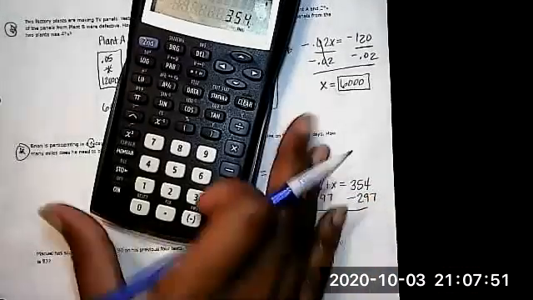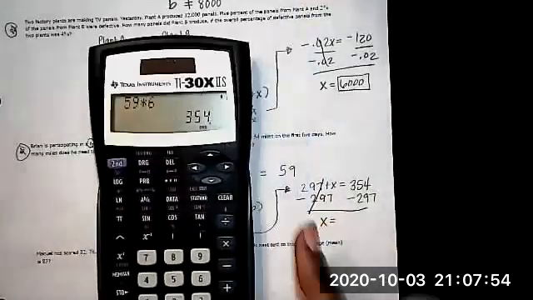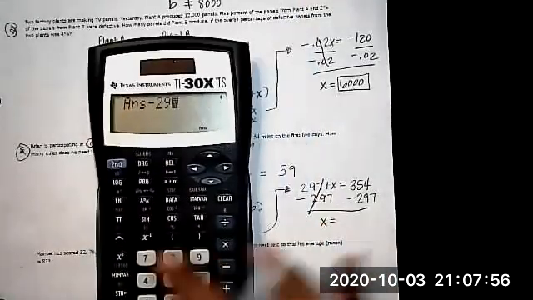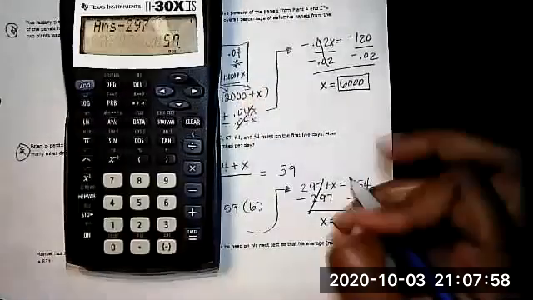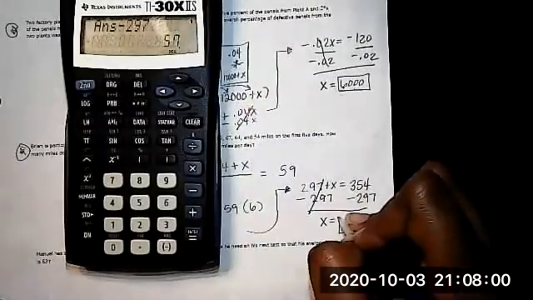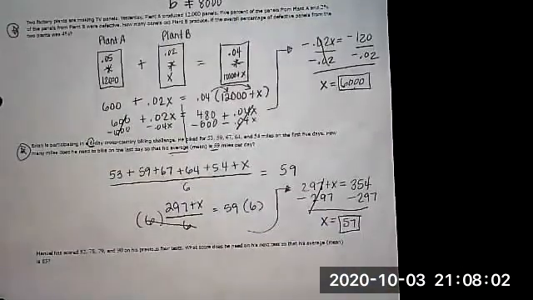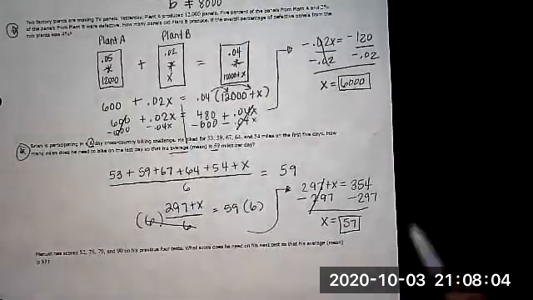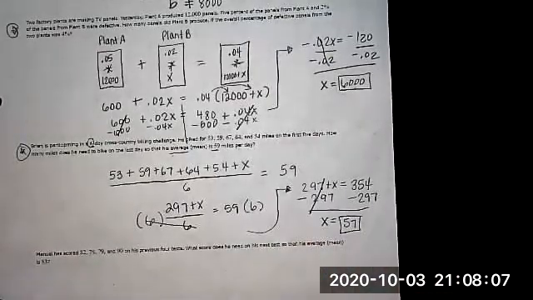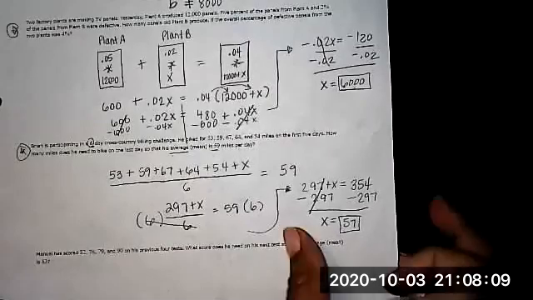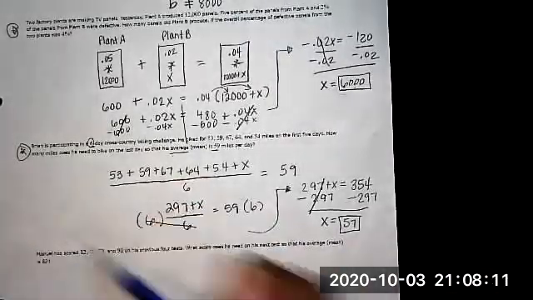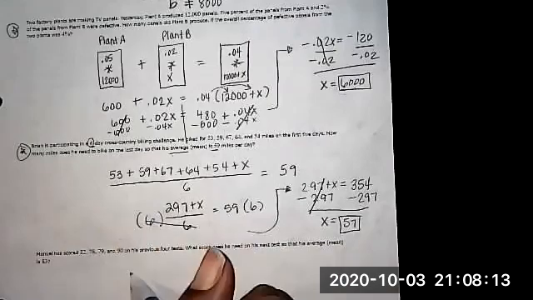So x is going to be equal to 354 minus 297, 57. Okay. So basically, he will need to bike at least 57 miles in order to average the 59 that he wants. Okay. All right, there's no star here. This one is exactly like that. Go ahead and try that on your own.